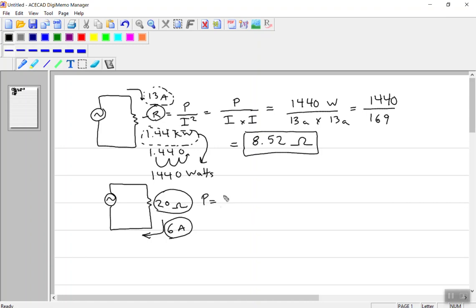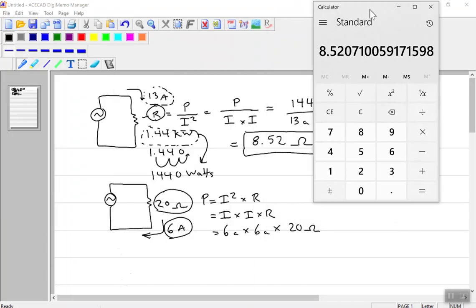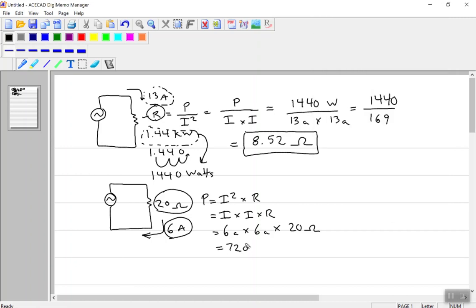So then we need power is equal to I squared times R, right? And we just go ahead and knock this thing out and finish her up. 6 amps times 6 amps times the resistance of 20 ohms, and then we need our calculator, right? So let's go and pull up our calculator. So I'm gonna get this out of the way a little bit here. 6 times 6 times 20 is 720. So let's go ahead and put down 720, and we're solving for power.